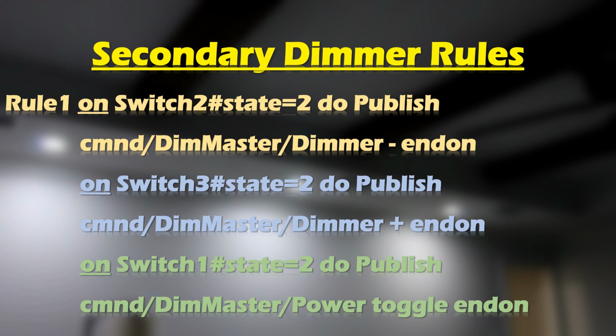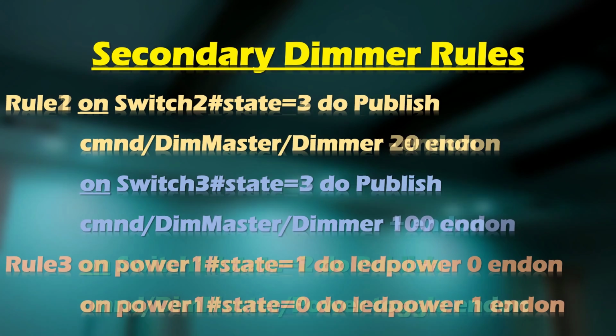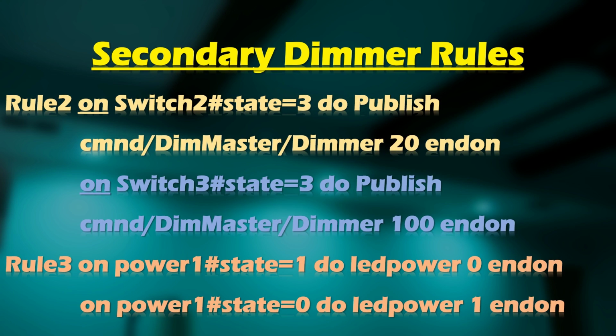So as you can see, for each button press for the dimmer minus, the dimmer plus, plus the power toggle, it sends all those straight over to the master switch, using MQTT. It just basically sends over the commands for each individual button. On rule number 2, with the long press actions for the 20% and 100%, the same exact thing happens. We send over those commands straight over to the master dimmer.